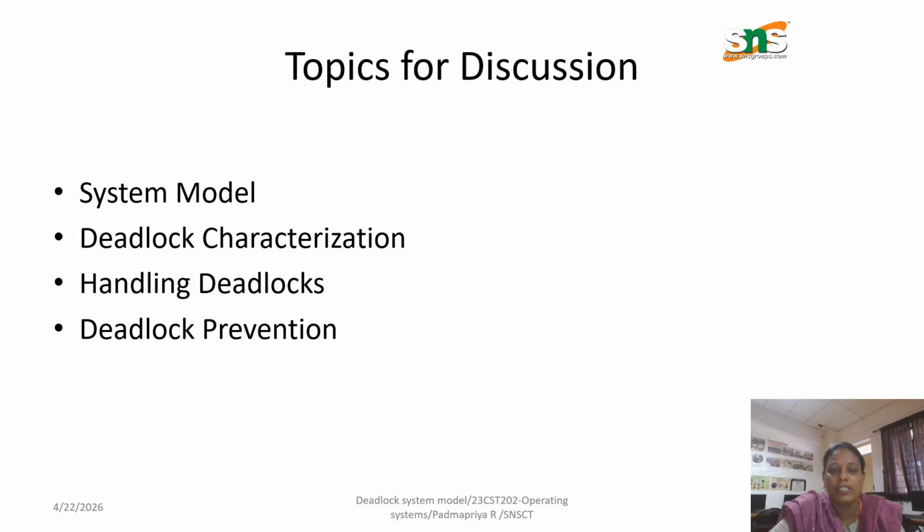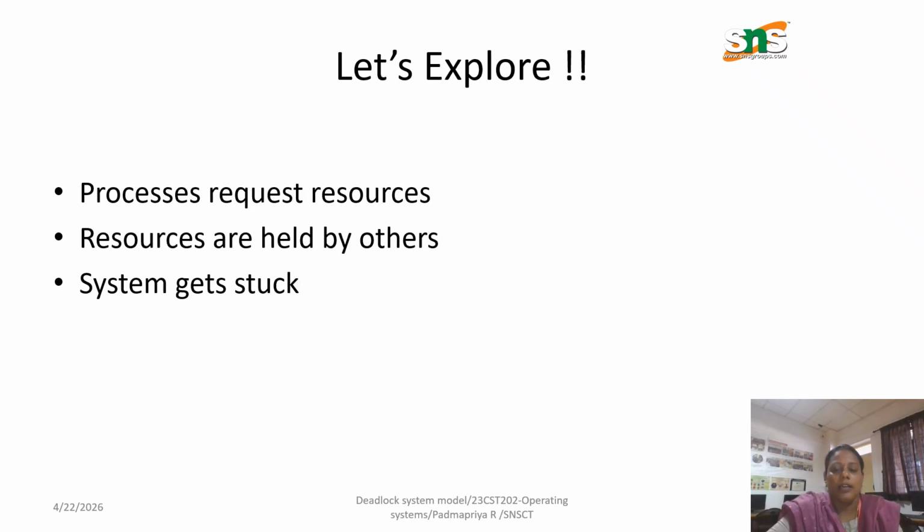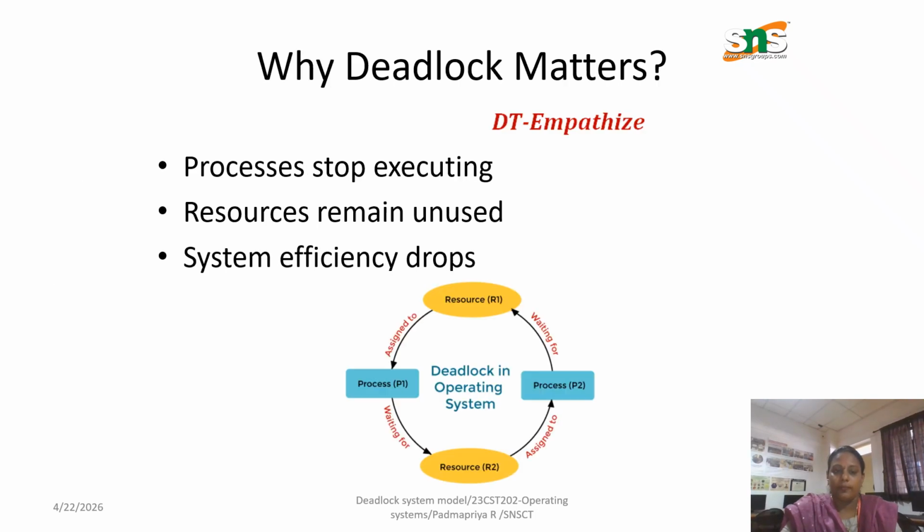So the topics for discussion are system model, deadlock characterization, handling deadlocks, and deadlock prevention. These are all the things we are going to discuss, and let's explore the concepts about the process before we enter the deadlock. Processes request resources, resources are held by others, and systems get stuck. This is the reason for deadlocks.